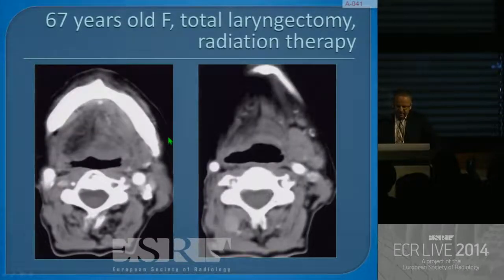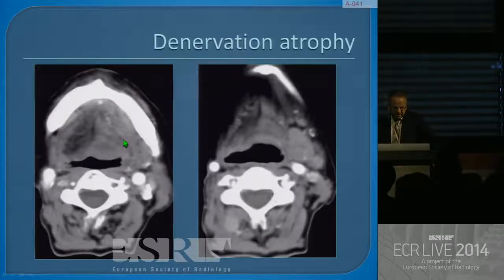In this case, with total laryngectomy years ago, and who received radiation therapy, the left side of the tongue looks more solid than the right side of the tongue. Is there a mass on the left side? This is a result of denervation atrophy.